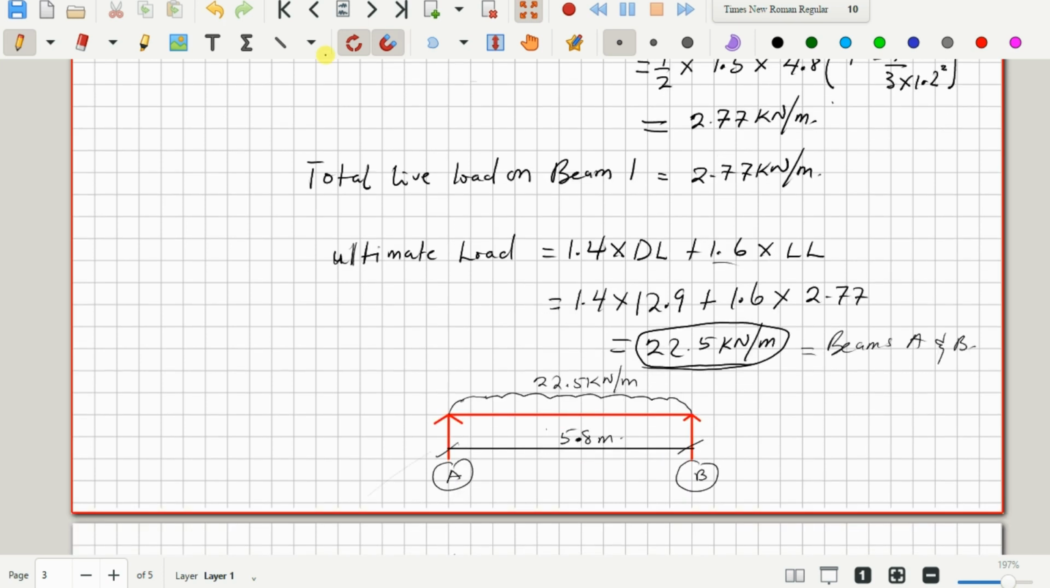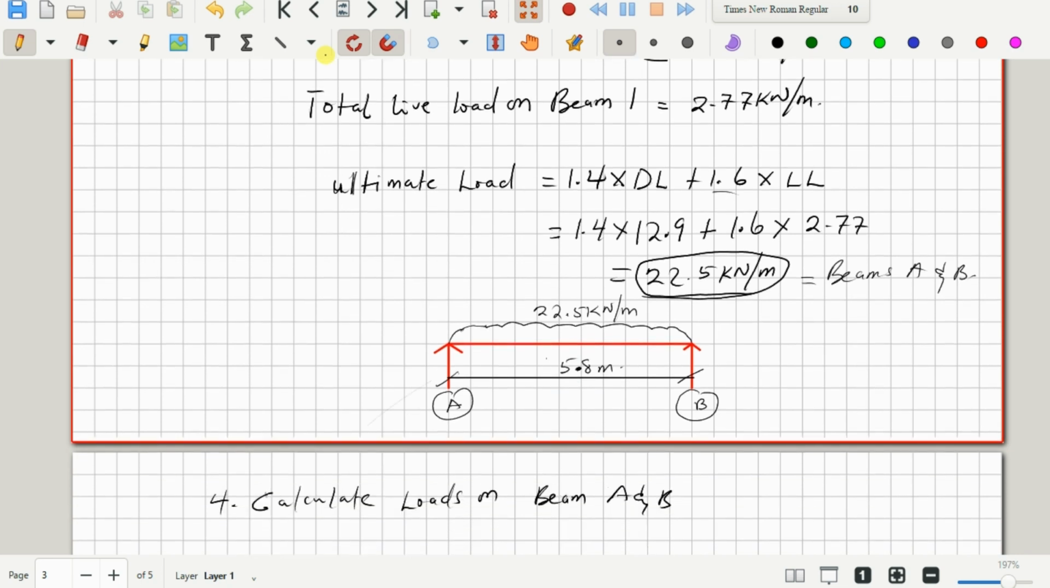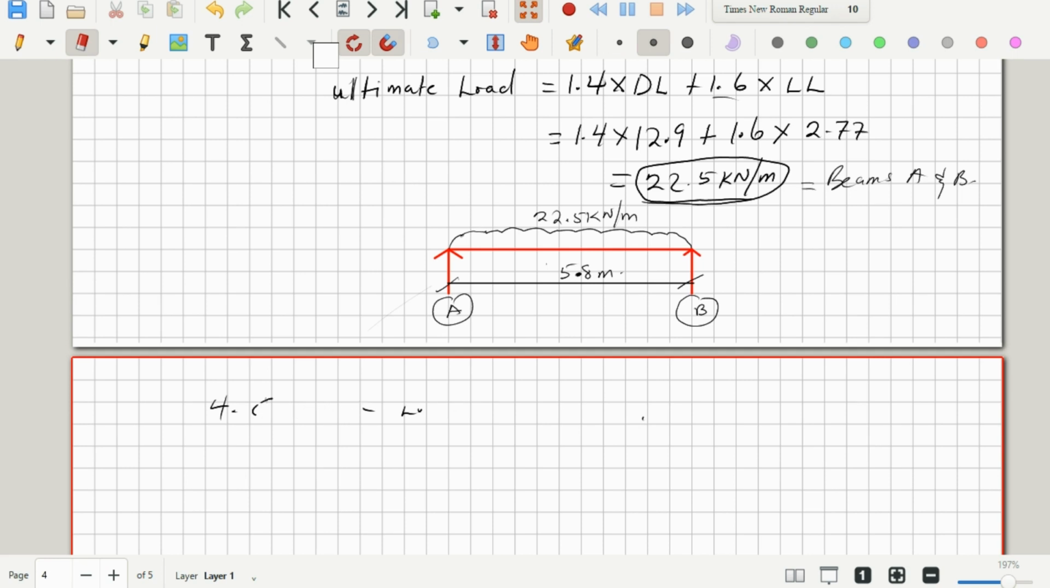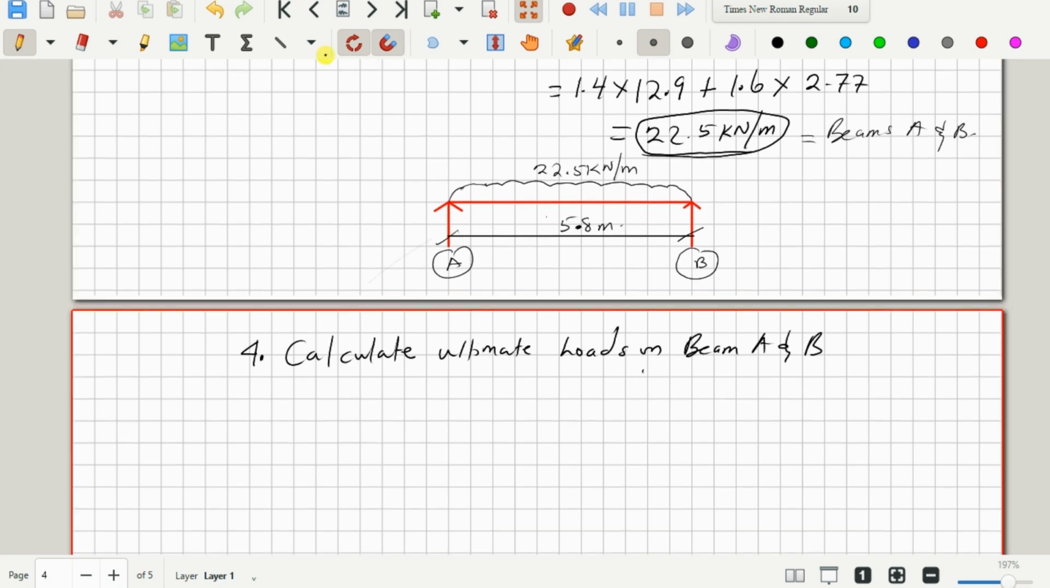Right. So we'll now move on to calculate the ultimate loads on beam A and B. So that will be our step 4. Calculate ultimate loads on beam A and B. Right.